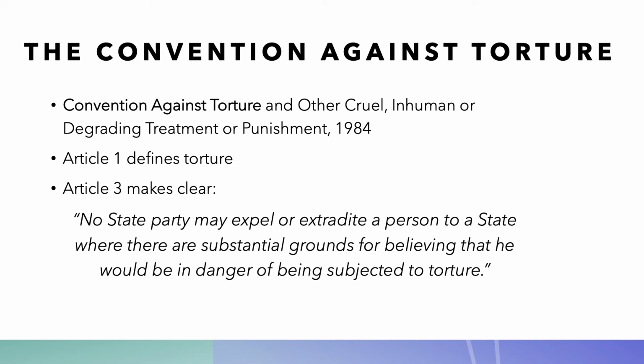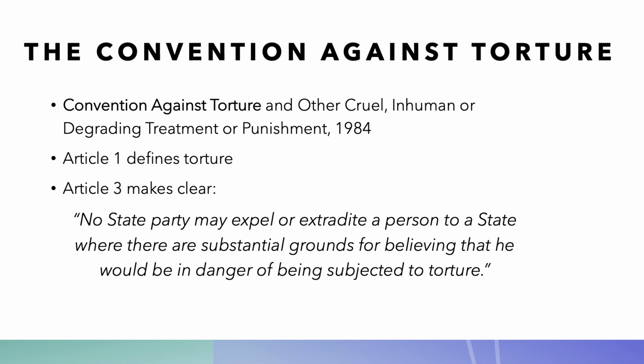That was the product of many years of work by international advocates against torture, and it came into being in 1984 with the Convention Against Torture and Other Cruel, Inhuman, or Degrading Treatment. Article 1 actually defines torture, and you can take a look at that yourself. I'd recommend you actually read these conventions, give them a skim so you're familiar with the terminology and how they're set up. And then Article 3 makes it clear that no state party to the convention can expel or extradite a person to a place, to a state, where there are substantial grounds to believe that she or he would be in danger of being subjected to torture.